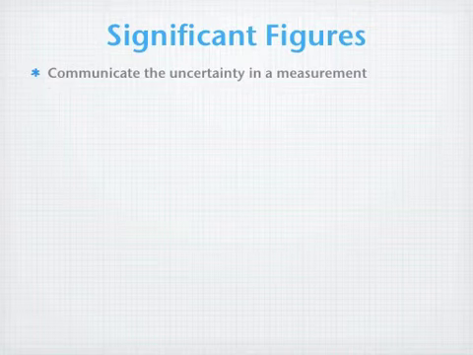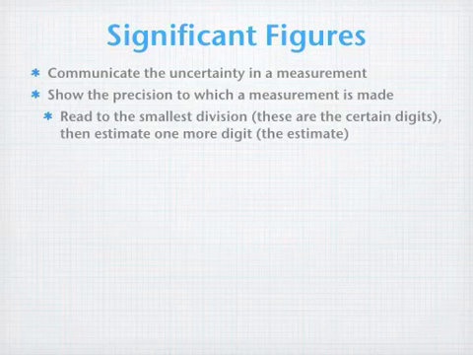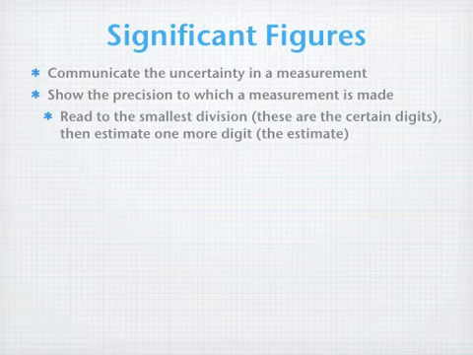Significant figures are a way to communicate the uncertainty in a measurement. They show the precision to which the measurement was made, basically how precise the equipment was. In order to determine how many significant figures to report in a measurement, you read to the smallest division of the device. These are then the certain digits.